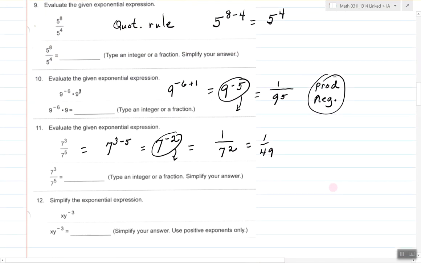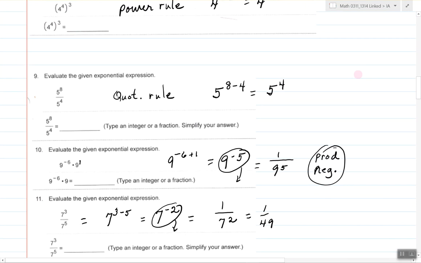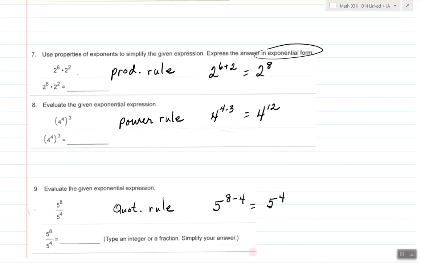Now let me go back and see. On problem number 8, we left it. 9, I left it. And 10, I left it. Let me double check and see if it wanted me to go any further. All right, I've backed up because, well, let's see. Number 7, it did this, but on number 8, it did not ask me to leave it in exponent form. I'm really surprised about that, but let's just see if we can do it.